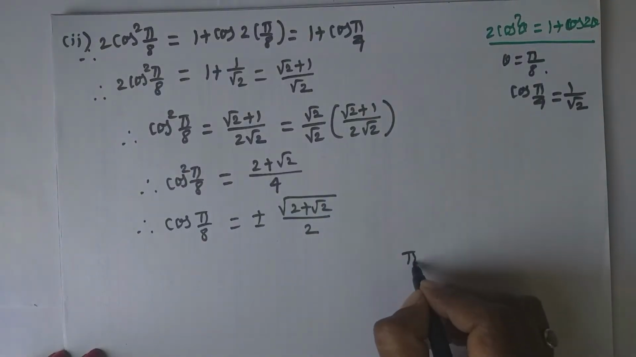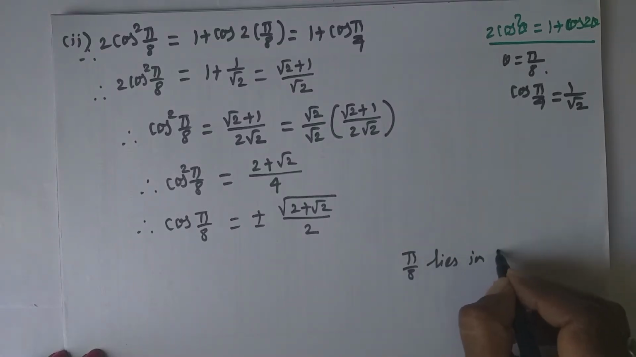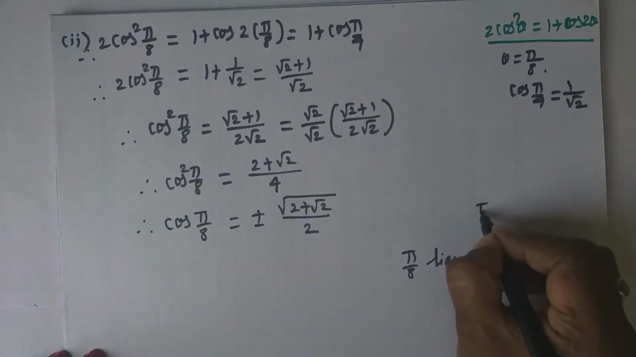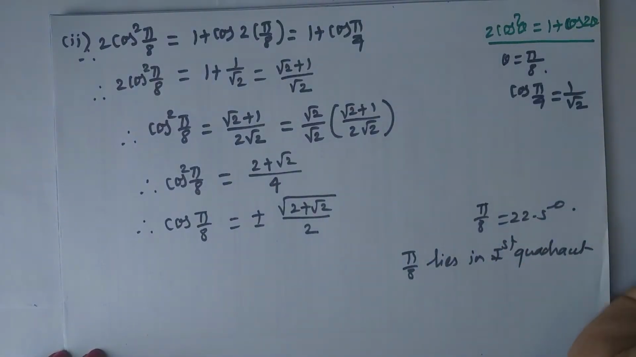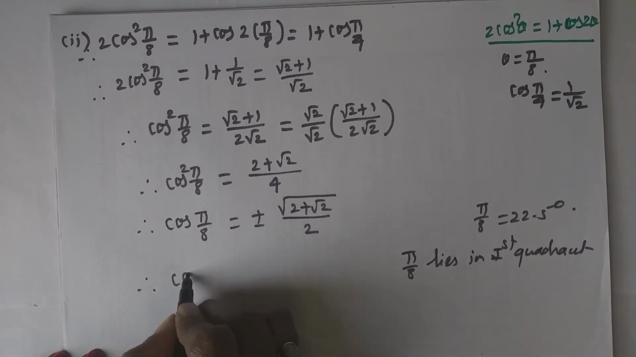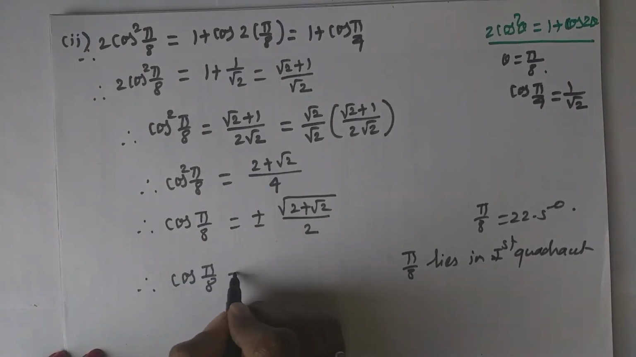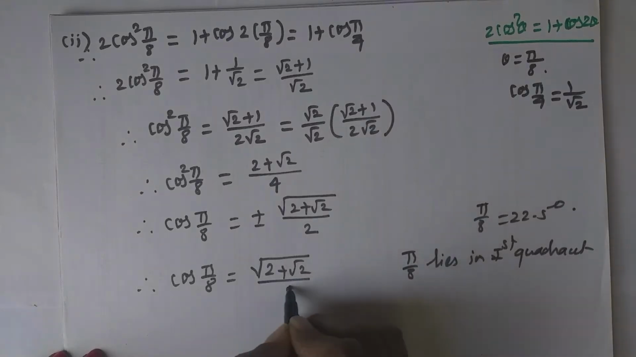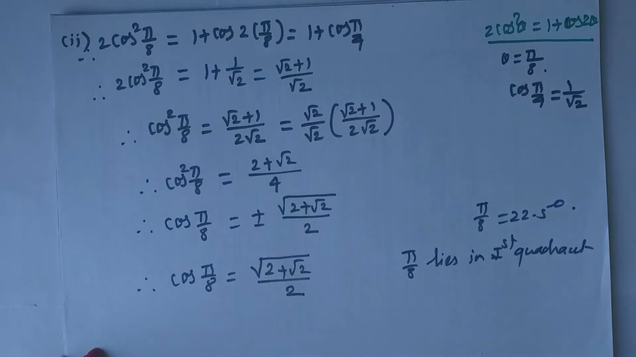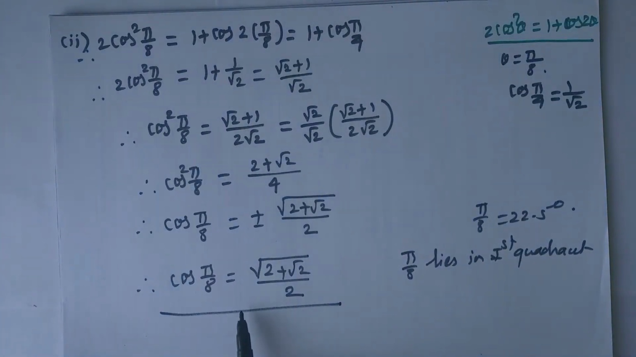But see again, pi by 8 lies in the first quadrant. Pi by 8 means what? This is the angle of 22.5 degrees, and in the first quadrant, all trigonometric functions are positive. Therefore, you write down cos pi by 8 is equal to plus under root 2 plus root 2 divided by 2. This is the value of cos pi by 8. Take only the positive value because pi by 8 means an angle of 22.5 degrees, and in the first quadrant all trigonometric functions are positive, therefore we are taking only the positive value.